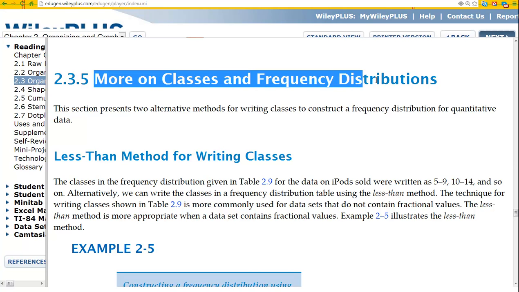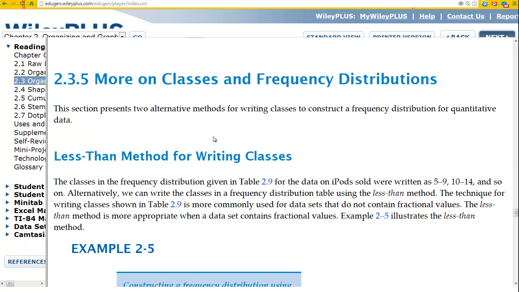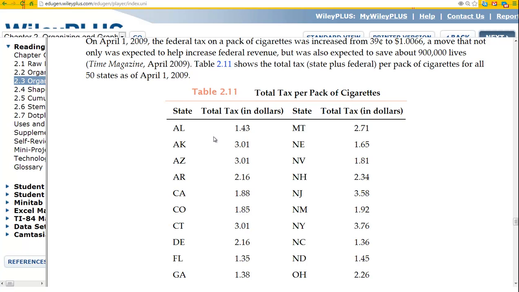Okay, more on classes and frequency distributions. This is the end of section 2.3. So basically, we're considering two different kinds of data.